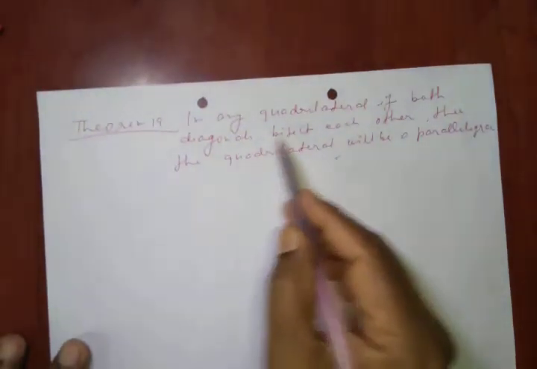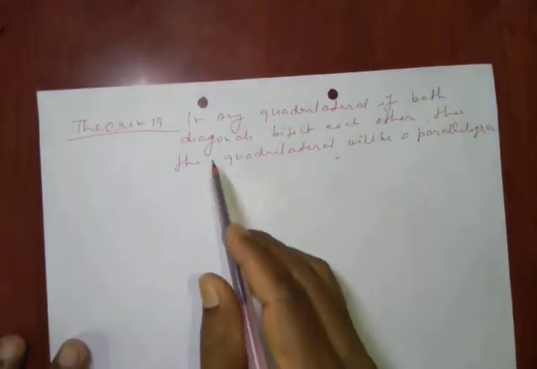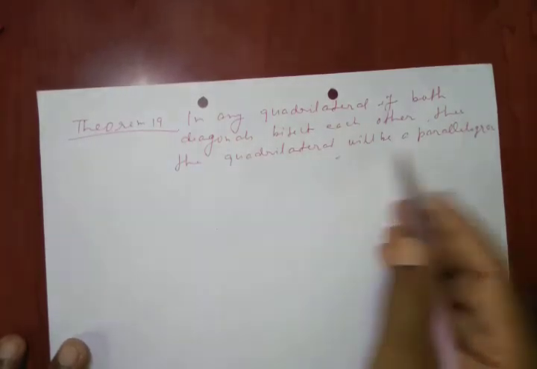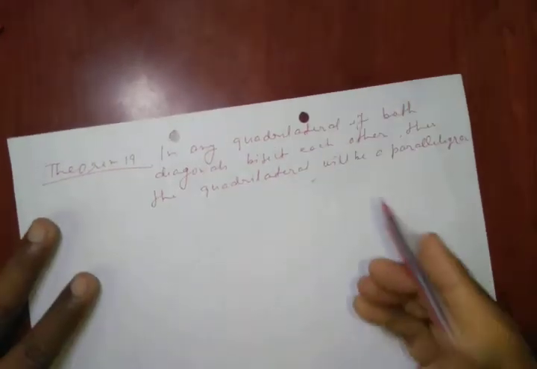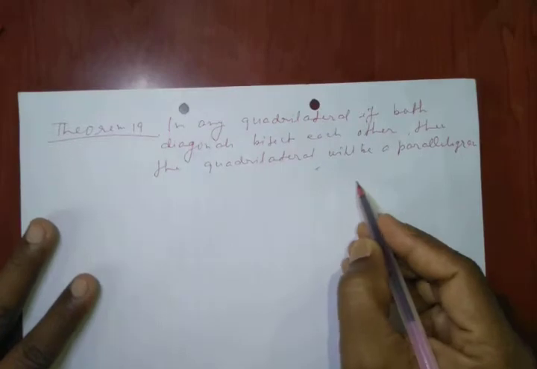And this is the next theorem. In any quadrilateral, if both diagonals bisect each other, then the quadrilateral will be a parallelogram. And here again I will draw the quadrilateral.